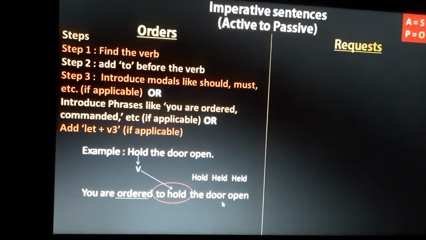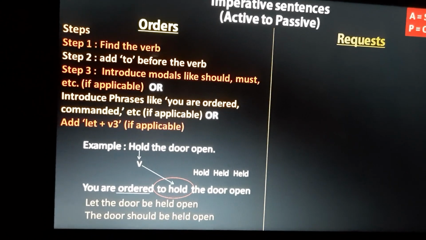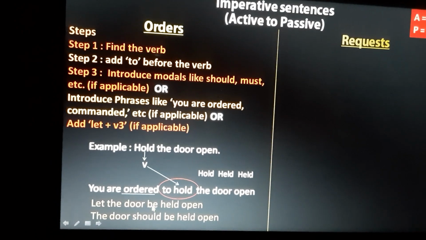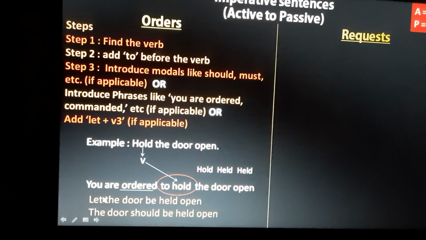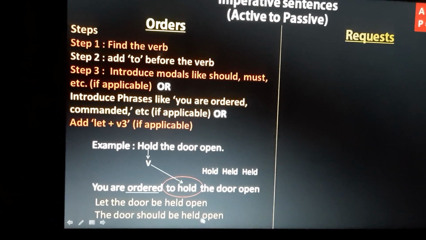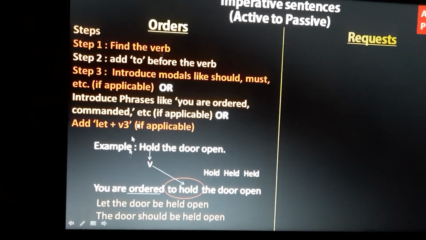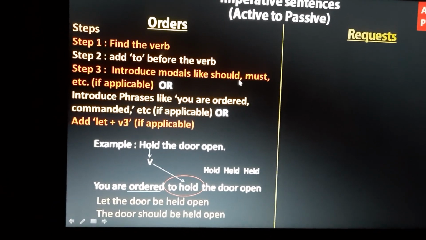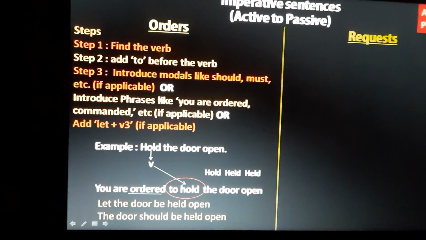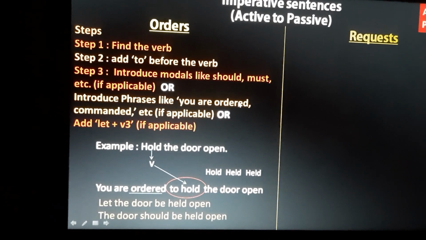There are other two possible answers as well, like let the door be held open. If we use this option here, let plus V3, we have one more possible answer. The door should be held open if we use this option to use modal verbs like should. But as I said, the easiest option is to use the phrases like you are ordered.